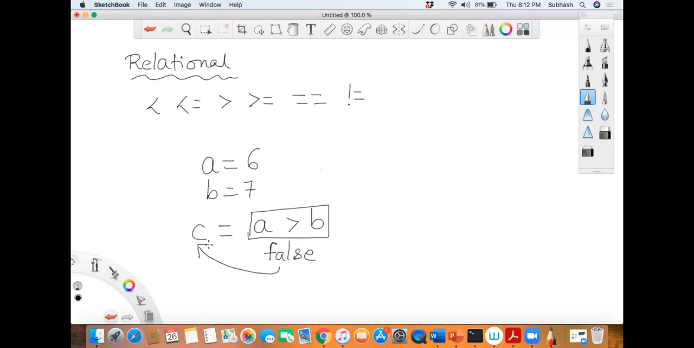What should be the data type of C? If false is getting stored, you can see in the previous pages I've given you. Come to page number 11, guys, and see I've given you the data types over there. Underline that Boolean. So you have to declare C as Boolean. Is that okay? This would be of Boolean data type.